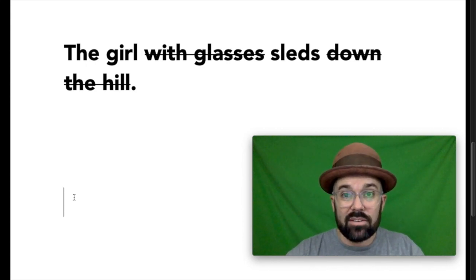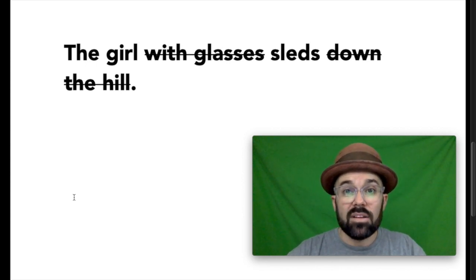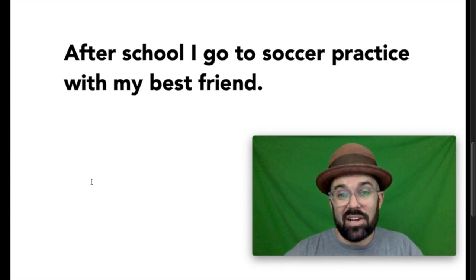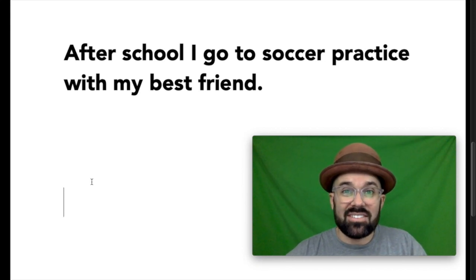Girl is the subject, what the sentence is about. Sleds is the verb, what the girl is doing. Let's look at another one. After school, I go to soccer practice with my best friend. This is the longest sentence we've seen so far, and it contains three prepositional phrases. Can you identify all three of them?